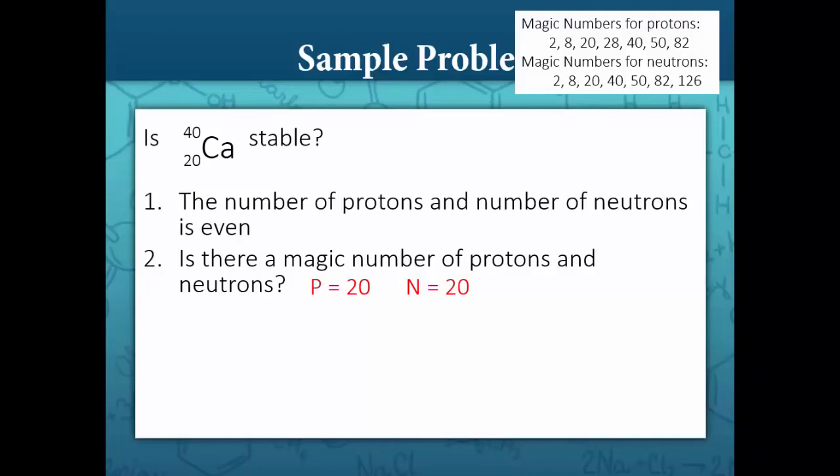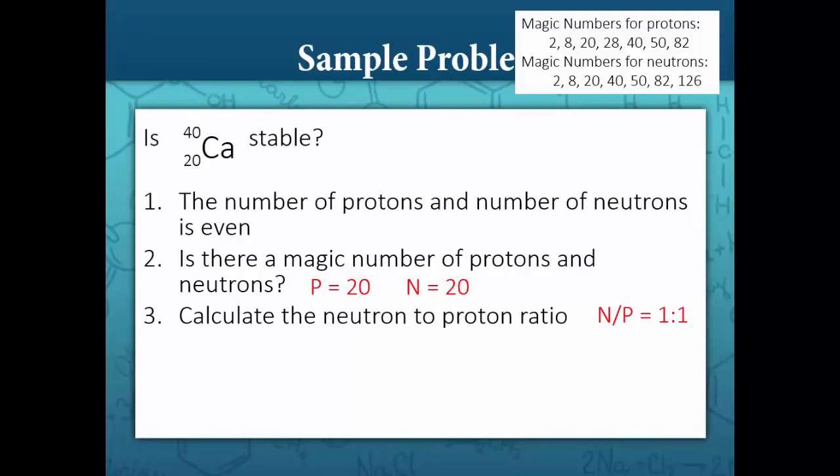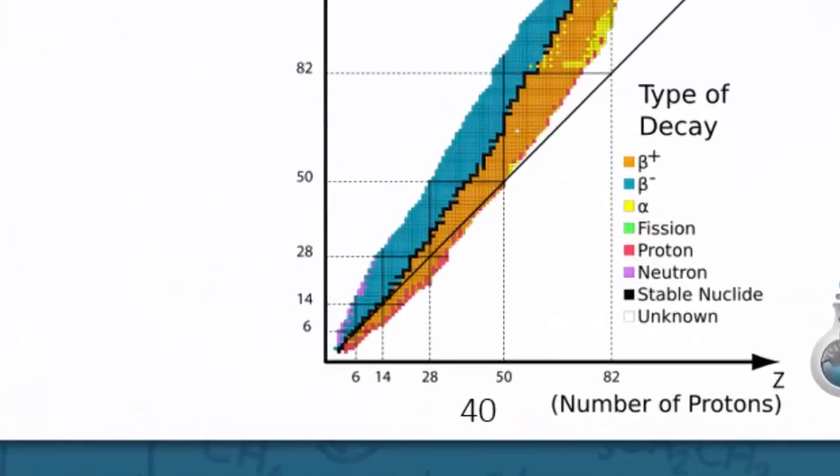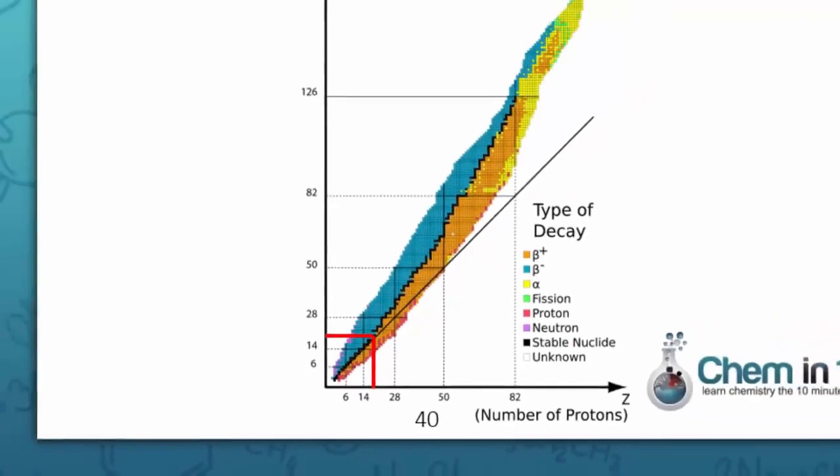Let's continue anyway. Step 3 is to calculate the neutron-to-proton ratio. We do that by dividing the number of neutrons by the number of protons, and we get a neutron-to-proton ratio of 1:1. Finally, we take that 1:1 ratio and compare it to the band of stability. And we see that an isotope with 20 protons and 20 neutrons is indeed stable.